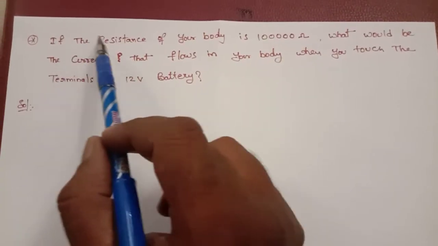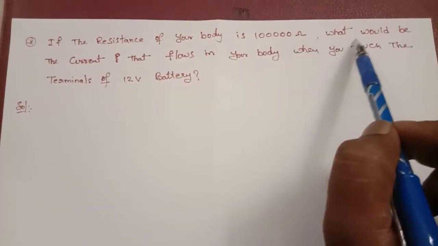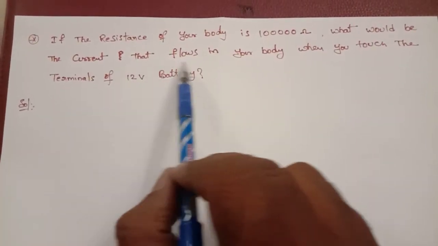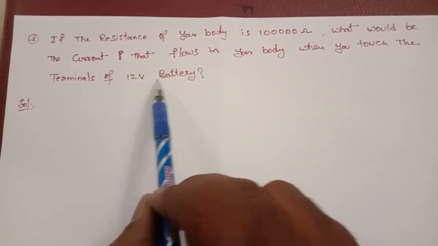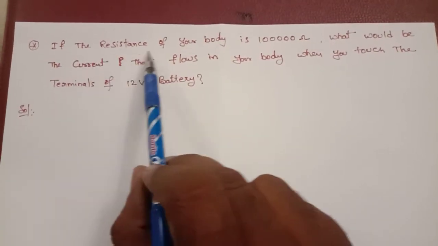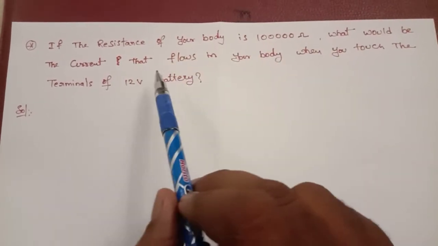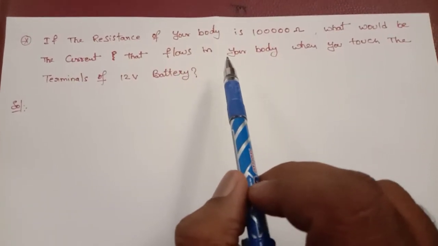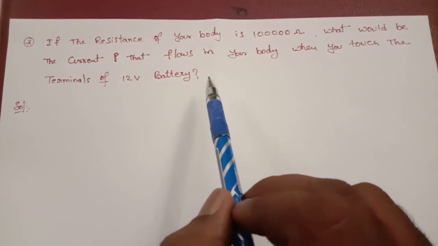Problem. If the resistance of your body is 1 lakh ohm, what would be the current that flows in your body when you touch the terminals of a 12 volts battery? I am repeating the problem. If the resistance of your body is 1 lakh ohm, what would be the current that flows in your body when you touch the terminals of a 12 volts battery?